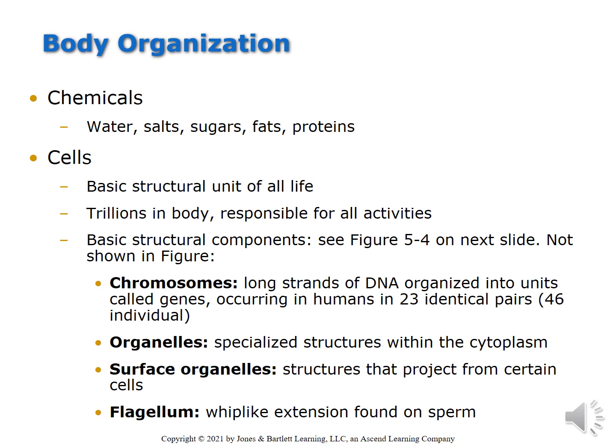Organelles are specialized structures within the cytoplasm, or the fluid makeup of the cell, which are basically its parts. Just like the alternator and the carburetor and the voltage regulator are the parts of your car, the nucleus and the ribosomes and the endoplasmic reticulum are all organelles, or specific parts of the whole machine of the cell. Your surface organelles are structures that project from certain cells, such as certain proteins, which act as receptors, proteins that act as messengers. Some cells have what's called flagellum, or whip-like extensions found on sperm cells that help the cell move throughout its environment.